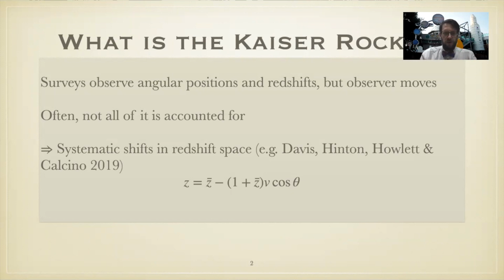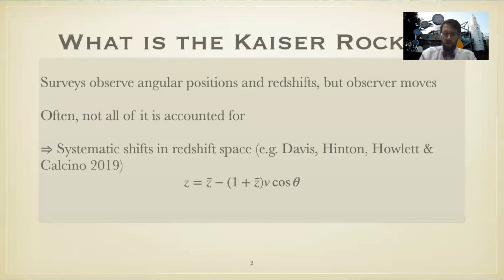If you don't remember that talk or you didn't attend the meeting, let me remind you that surveys do not actually measure 3D positions of objects, but angular positions and redshifts, and that the telescope is either mounted on Earth or is orbiting somewhere in our solar system, so not at rest with respect to the universe. Please excuse this sloppy expression, but I hope you get the idea. This motion with respect to the universal rest frame is often not, or only partially, or sometimes even incorrectly accounted for, which introduces systematic shifts in redshift space.